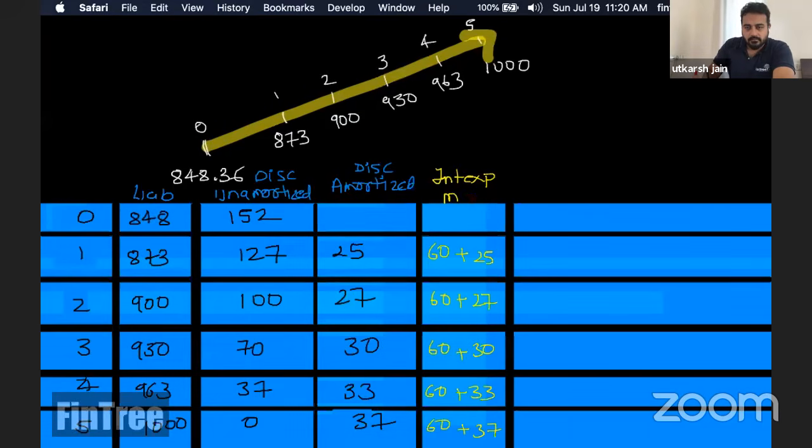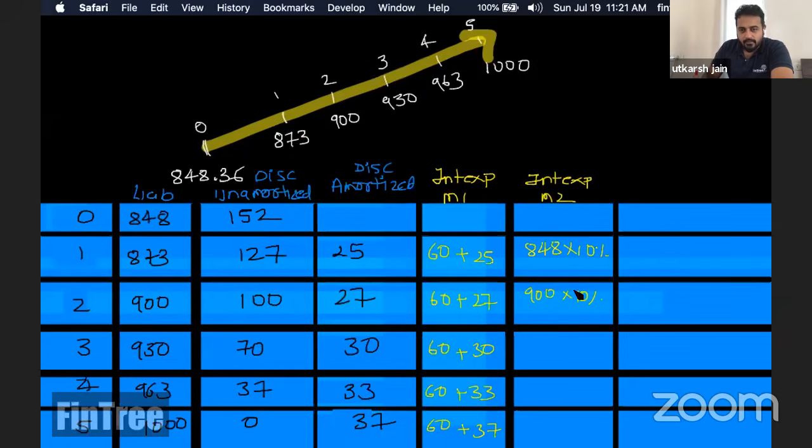Method one. Now, interest expense, method two. What was the method two? Do you remember the formula? Method two was opening liability into YTM. So when I'm at year one, what is my opening liability? 848. And what has been the YTM? 10%. So you do it this way or this way, you get the same answer. Same story here. 900 into 10%.